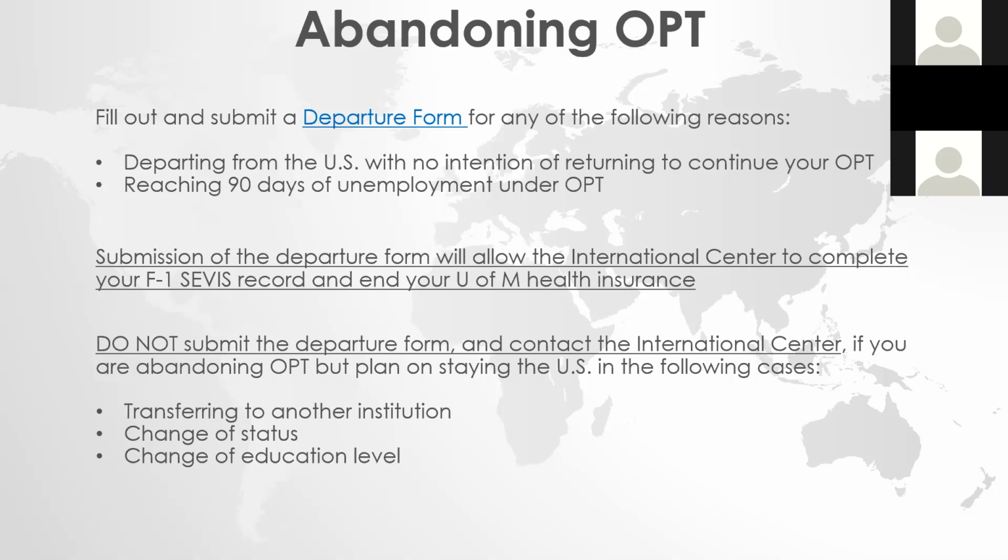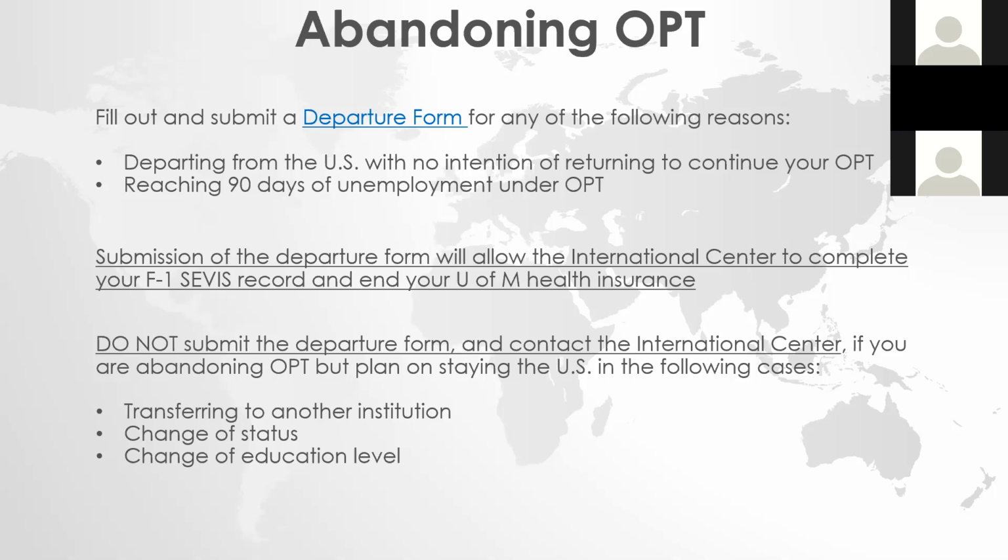So there are a few cases where you don't want to submit a departure form, and you should contact the International Center if any of these apply to you. You're going to transfer to another institution. So you applied for OPT, you're going to work on OPT for a few months, but then you got into Columbia Law School or another institution, Wisconsin, Ohio State, wherever. Do not fill out the departure form. Instead, you'll actually be transferring your USCIS status there. You can get in touch with our office and we will transfer your USCIS status to your new institution.